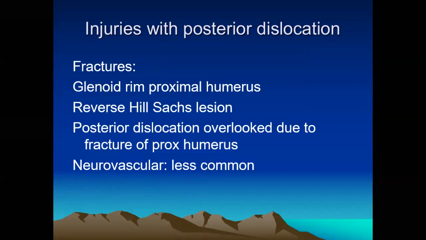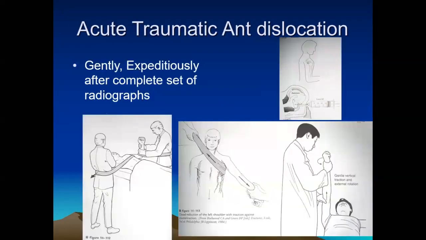What are the injuries now with posterior dislocation? Glenoid rim and proximal humerus fractures, and reverse Hill-Sachs. Normally the Hill-Sachs is on the posterior aspect of the head of the humerus. But in reverse Hill-Sachs, when the head is dislocated posteriorly, the anterior part of the head is injured, so it causes a reverse Hill-Sachs lesion. Posterior dislocation is overlooked due to the fracture of the proximal humerus. Neurovascular injury is less common in posterior dislocation.